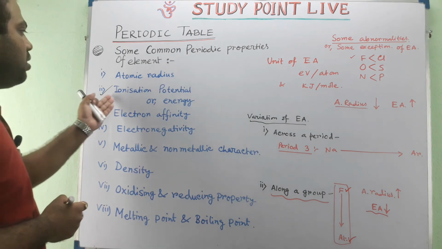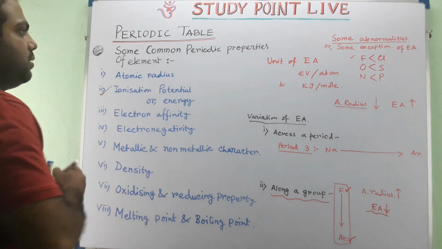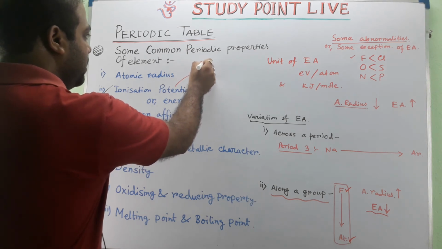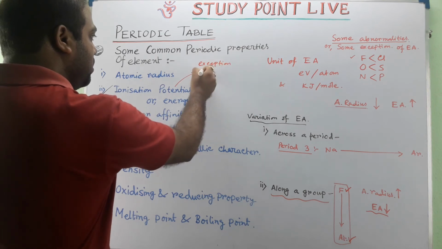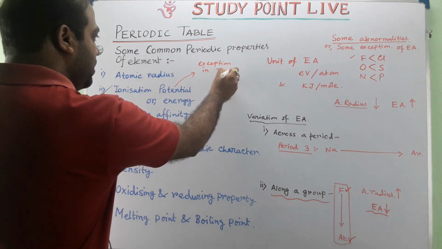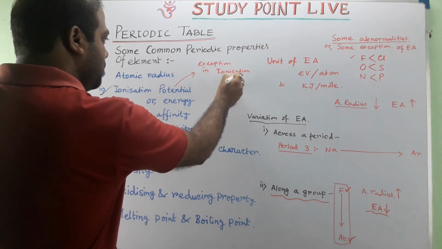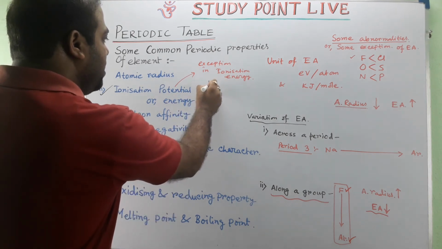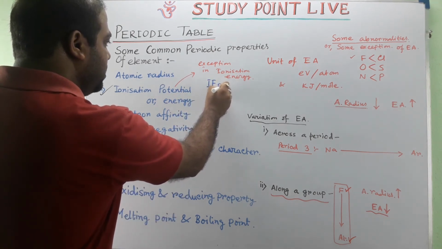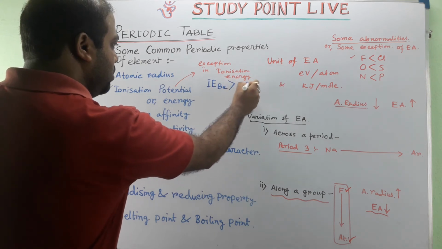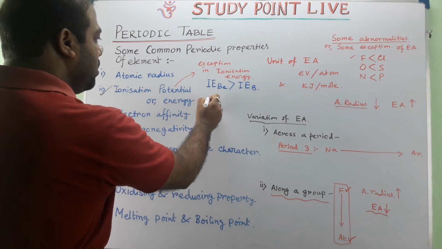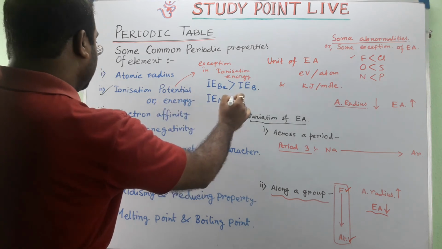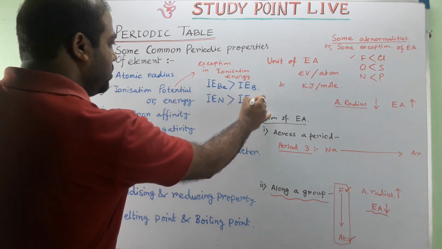Since I forgot to say the exceptions of ionization potential, I will discuss them here. Exception in ionization energy: beryllium has greater ionization energy than boron, and nitrogen has greater ionization energy than oxygen.